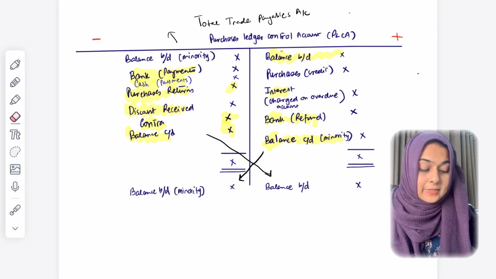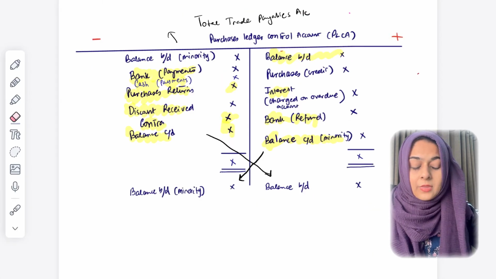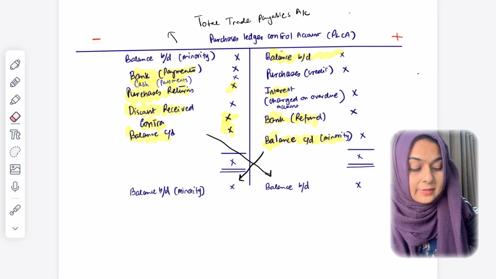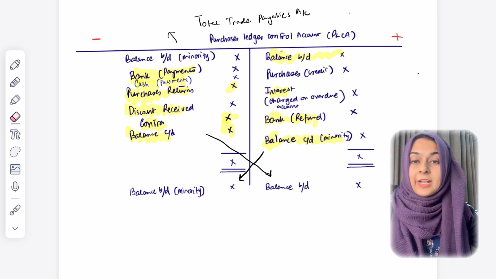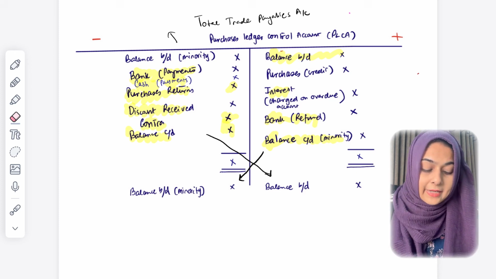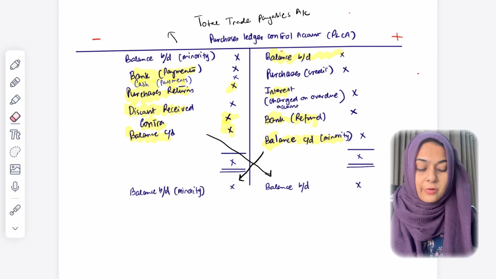Then we have the purchases ledger control account. So just like sales ledger control account was a total trade receivables account, purchases ledger control account is the total trade payables account. So that means trade payables is our liability. Liabilities balance brought down comes on the credit side. So there is a balance brought down on the credit side. Then we have a balance brought down minority on the debit side.